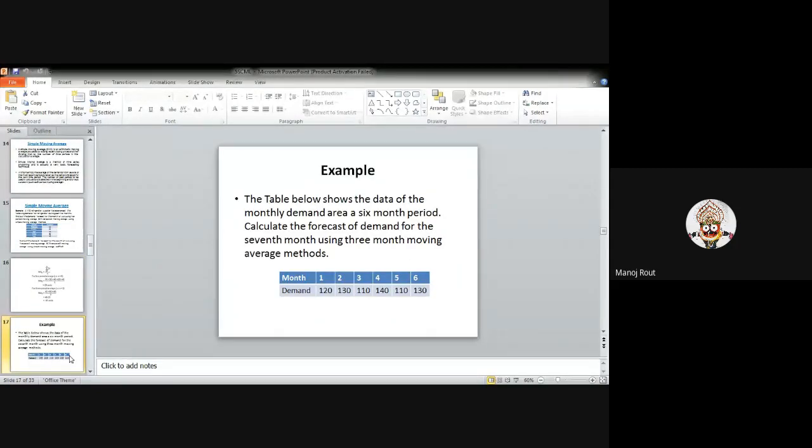Okay, the example is given. The table below shows the data of monthly demand for a 6-month period. The 6-month period is given in the form of 1, 2, 3, 4, 5, and 6. Calculate the forecast of demand for the 7th month using 3-month moving average. Calculate that one. Those who have doubt, they can ask frequently. Okay, just try to solve that one, because this type of numerical arises in the form of 2-mark questions. Clear?